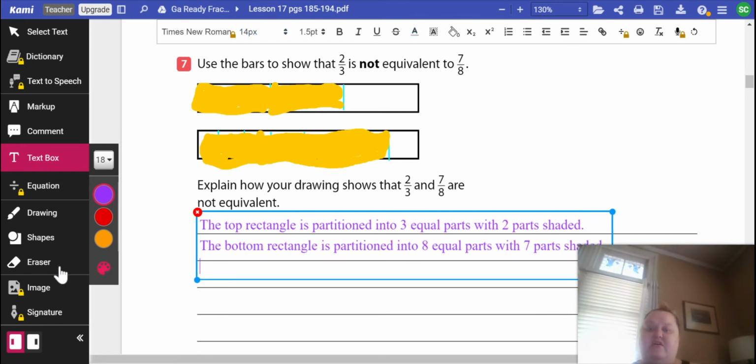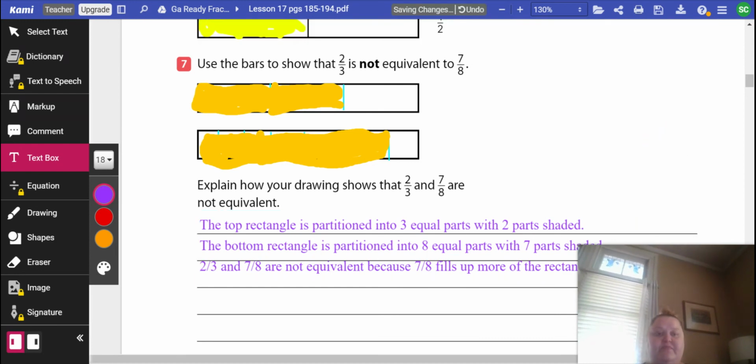Now, how are they not equivalent? Instead of they, let's be specific. 2/3 and 7/8 are not equivalent because, why are they not equivalent? Well, because 7/8 fills up more of the rectangle than 2/3. There we go.